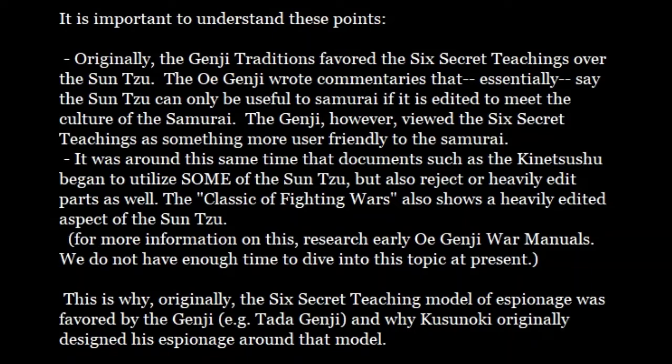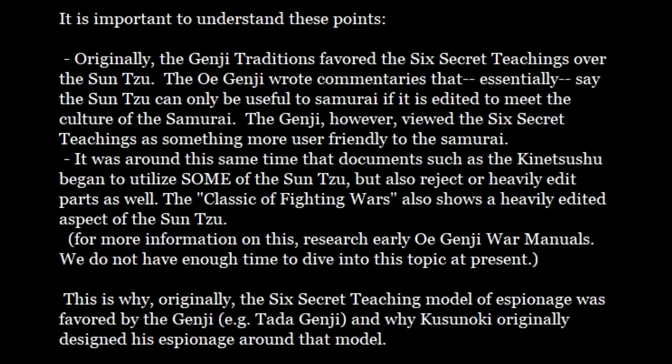It was around this same time, looking at the time period from the 900s to the 1100s, that documents such as the Kinetsushu began to utilize some of the Sun Tzu Art of War, but it also rejects or heavily edits these parts as well. There's also a document written by the Oe Genji called The Classic of Fighting Wars, and it also shows a heavily edited aspect of the Sun Tzu Art of War.